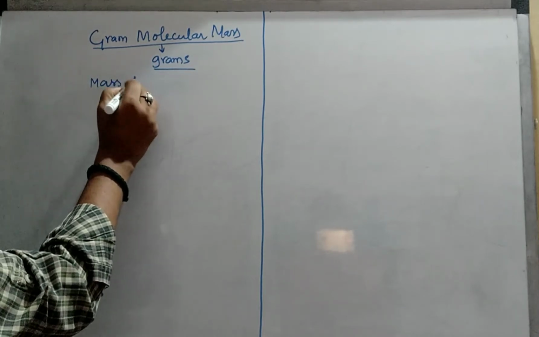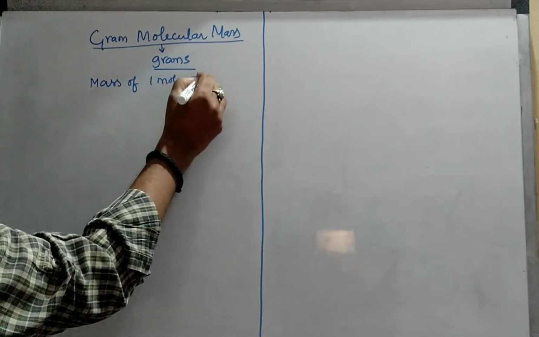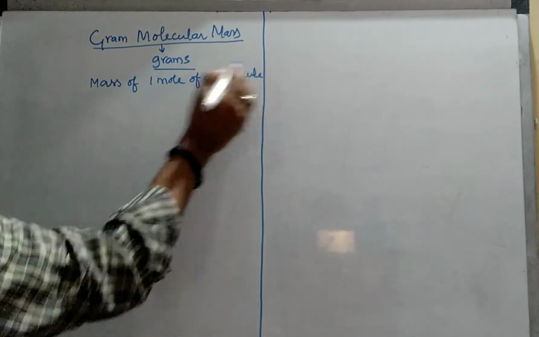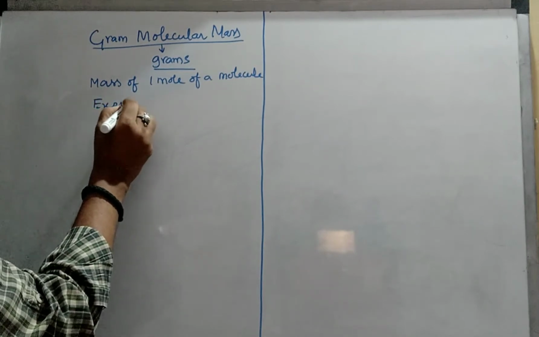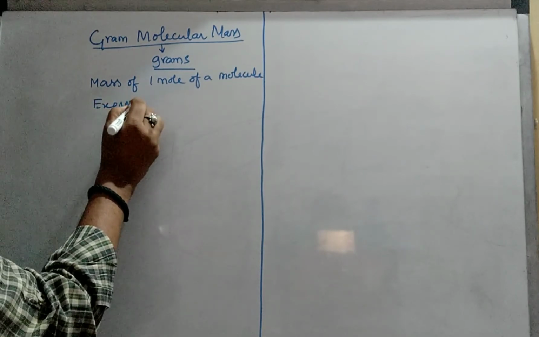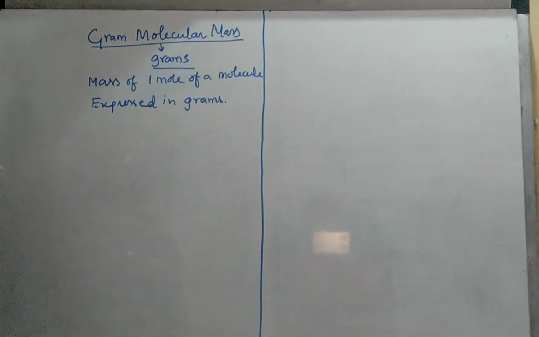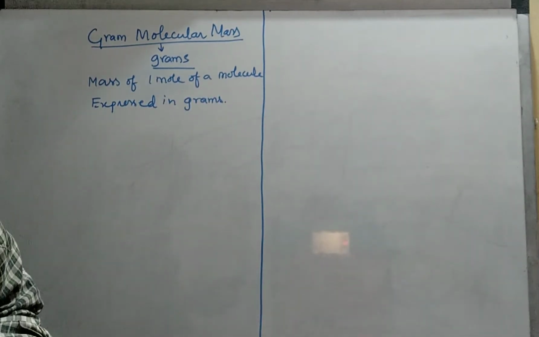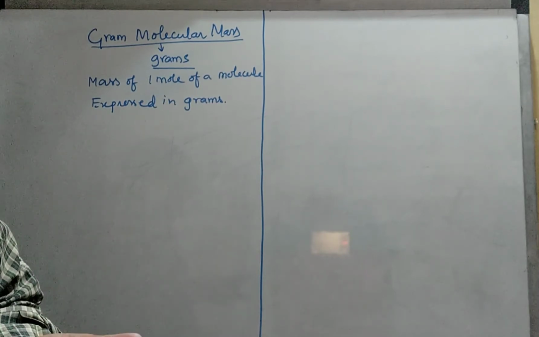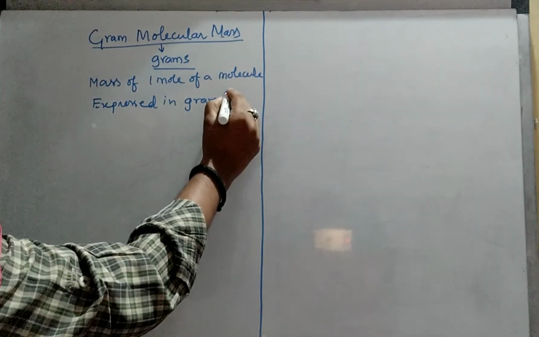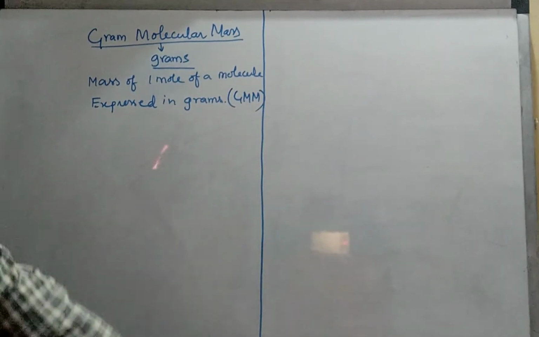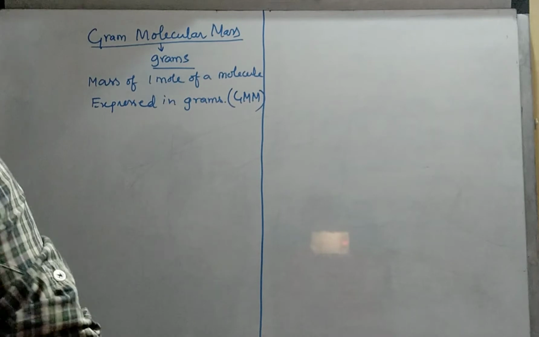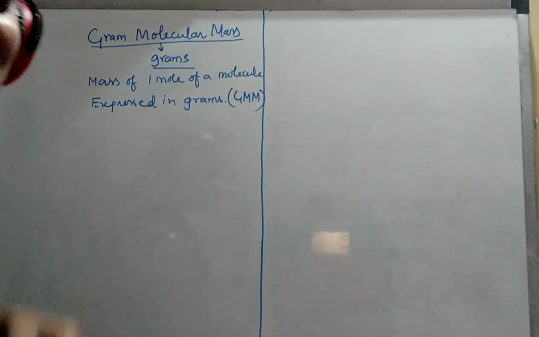the mass of 1 mole of a molecule expressed in grams is called gram molecular mass. Simply we can write it as GMM, gram molecular mass. To understand it better, let us take some examples.